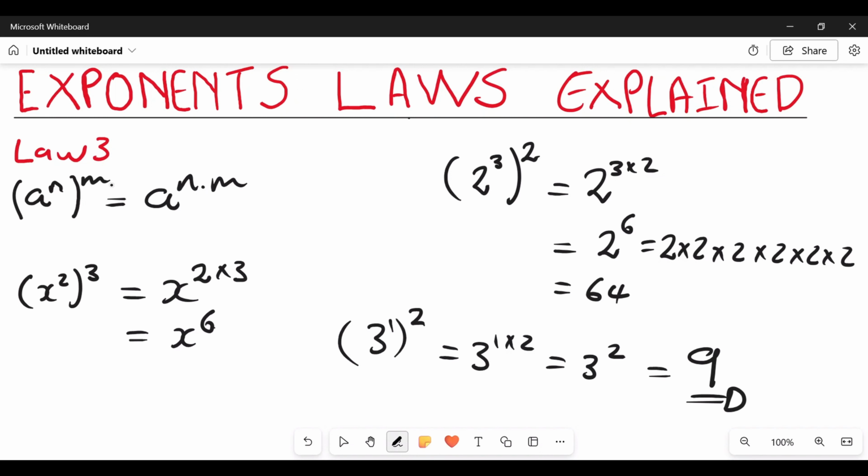Guys, this is the third law, or law 3. It states that whenever you have the base with an exponent inside the bracket, the exponent is going to multiply the exponent outside the bracket, and that is going to give you these results that we have here, guys. I hope you can understand this one, guys. Let's go and explain law 4.